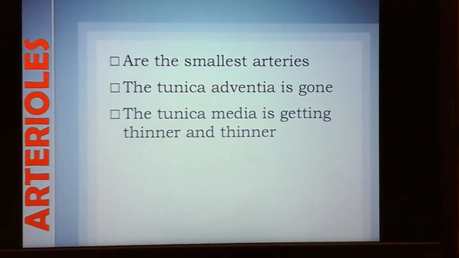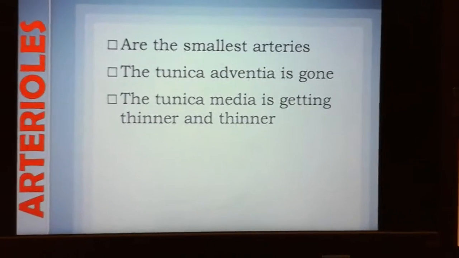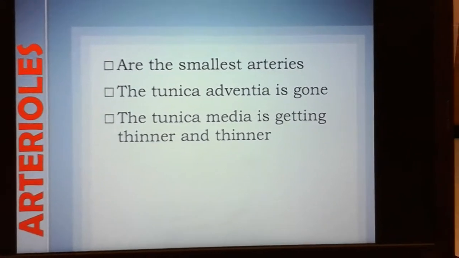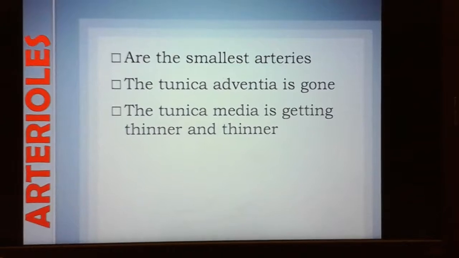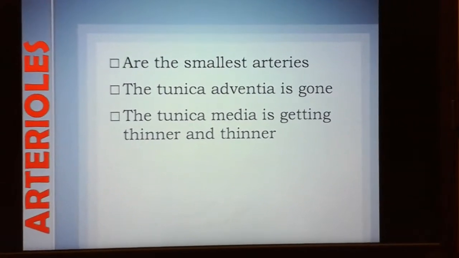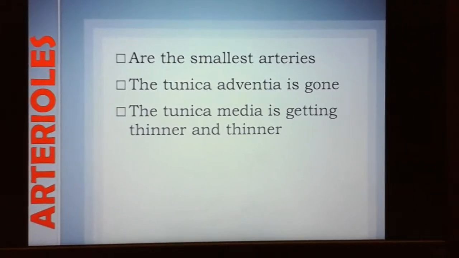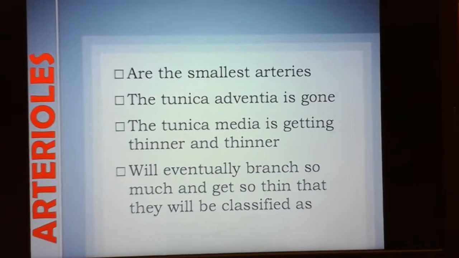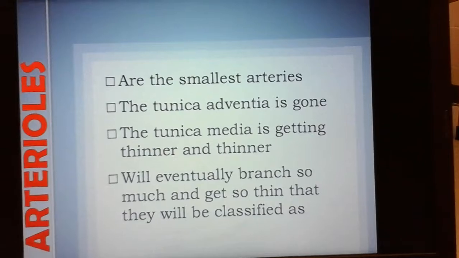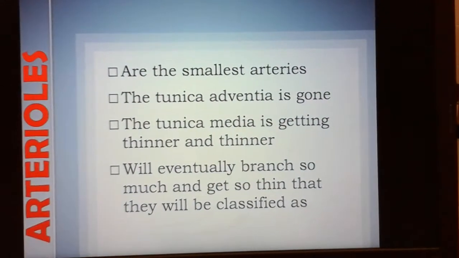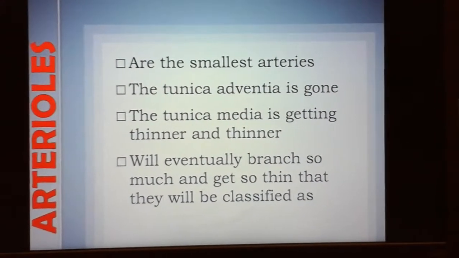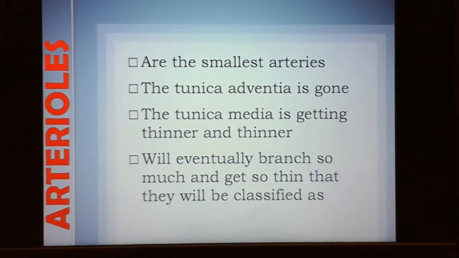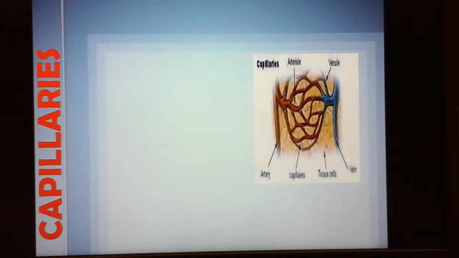Right? Now, these guys will continue to branch. And as they branch, the tunica media will now start to get thinner and thinner and thinner. The tunica media is going to start to disappear until eventually the tunica media is gone. Okay? So when the tunica media is gone, you only have one layer. To be an artery, you have to have three layers. To be an arteriole, you have to have two layers. And to be a capillary, you're only going to have one layer.